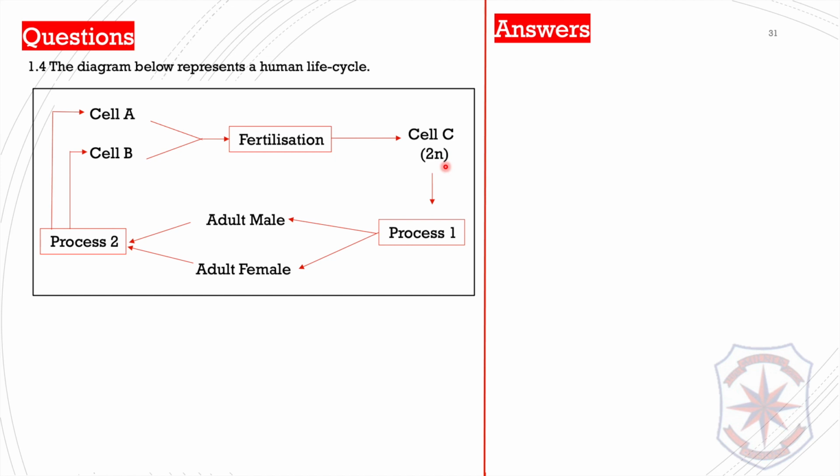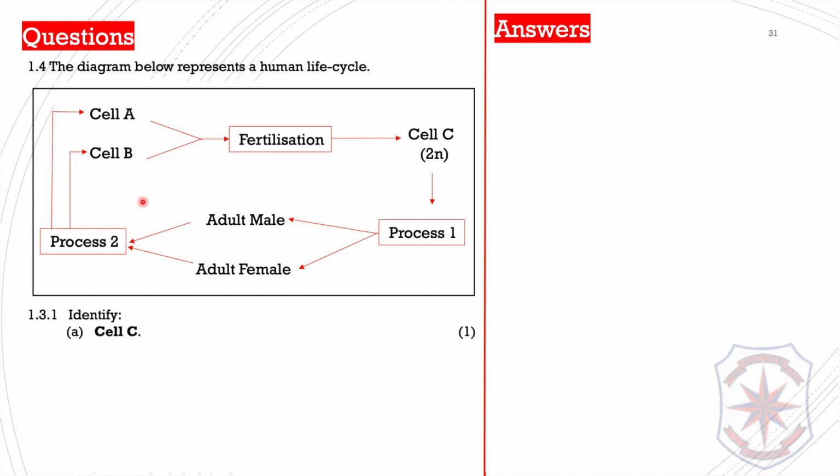Okay, now from here, cell A would undergo process 1 to eventually become an adult male and an adult female. Now, which process do we know takes a zygote, being one cell, and divides it for growth to form an adult male and an adult female? That process will be known as mitosis. Okay, now the adult male and the adult female will undergo process 2 to form what we have already labeled as our gametes. That would be meiosis. Okay, that would be meiosis. So you would write meiosis over there. Let's look at the questions.